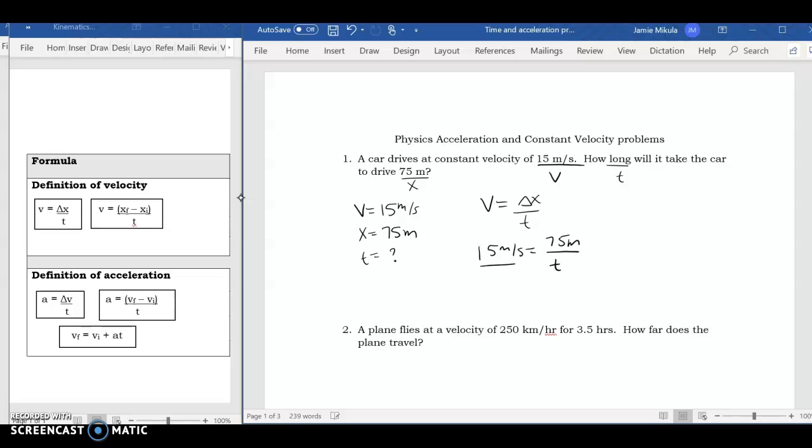Depending on how you were taught how to solve these questions, you can put 15 over 1 and then cross multiply. So 15t equals 75, and then divide 15 by both sides, so you get t equals 5 seconds.